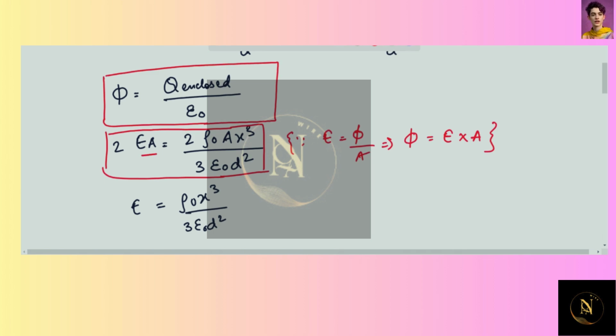So here when we put all the values like q enclosed, we will get E as rho naught x cube by 3 epsilon naught d square. So this is how we solve this problem. I hope you understood the concept. Thank you for watching.